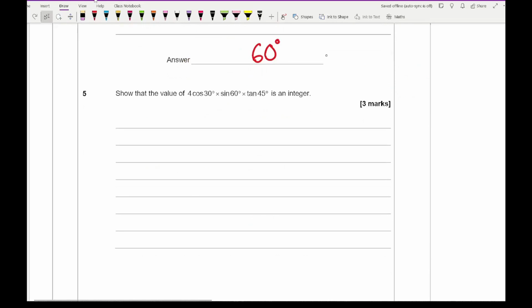Then moving on to question 5, it says show that the value of 4 cos 30 times sine 60 times tan 45 is an integer.